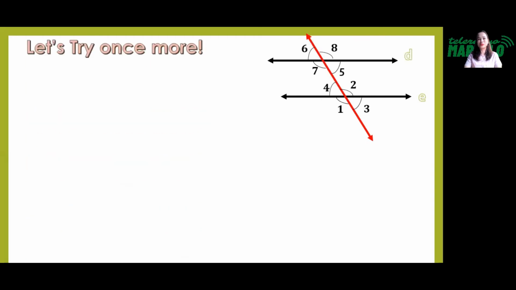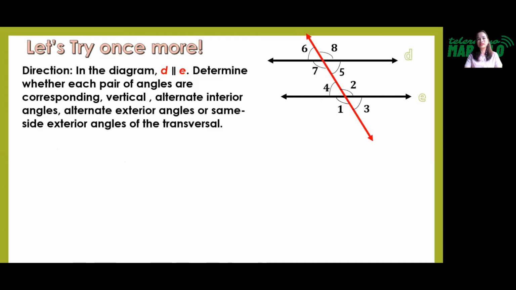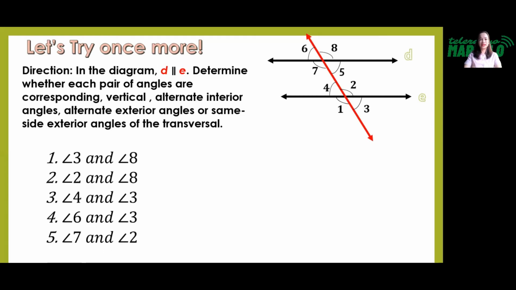Let's try once more. So consider the given figure. This is the direction. In the diagram, D is parallel to E. Determine whether each pair of angles are corresponding, vertical, alternate interior angles, alternate exterior angles, or same side exterior angles of the transversal. Okay, so here is the given. Okay, so take a good look at the figure before giving your answer.